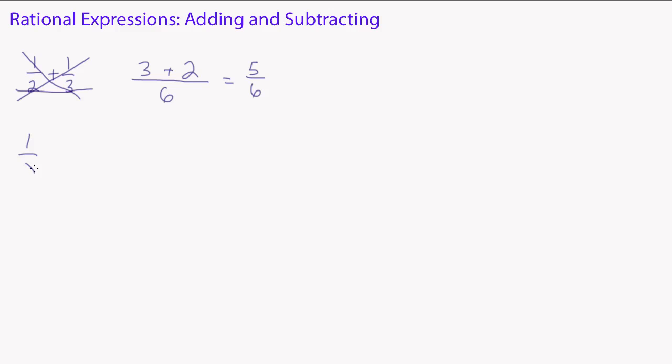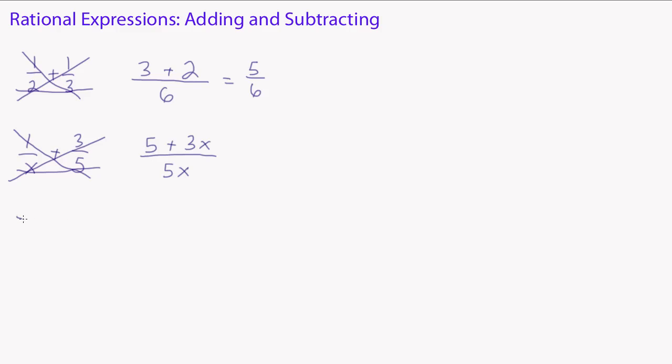1 over x plus 3 over 5. And again, we start over here on the left. 1 times 5, 5. And then the bottom over here, x times 3 is 3x over x times 5, 5x. And then we have a plus in the middle.